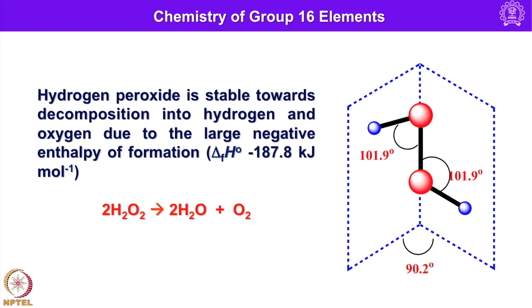So, this is how the structure of hydrogen peroxide looks. Hydrogen peroxide is stable towards decomposition into hydrogen and oxygen due to the large negative enthalpy of formation. You can see delta fH for hydrogen peroxide is minus 187.8 kilojoules per mole. As a result, it does not decompose into oxygen and hydrogen. Instead, it decomposes to water and oxygen.